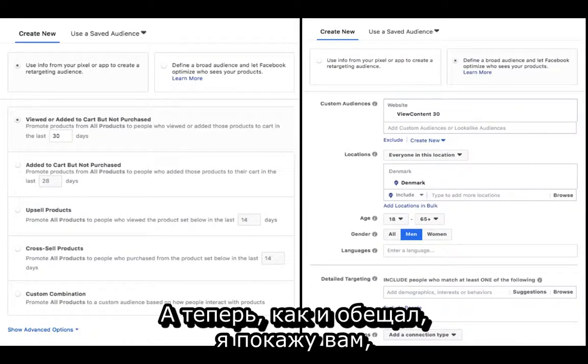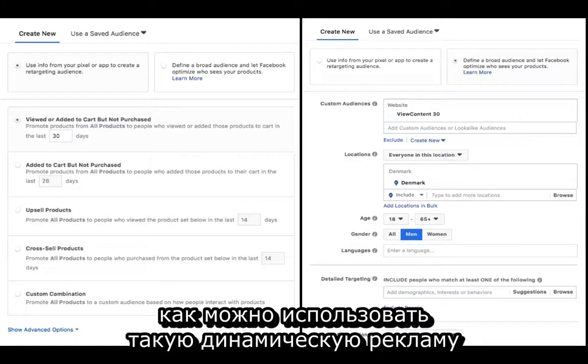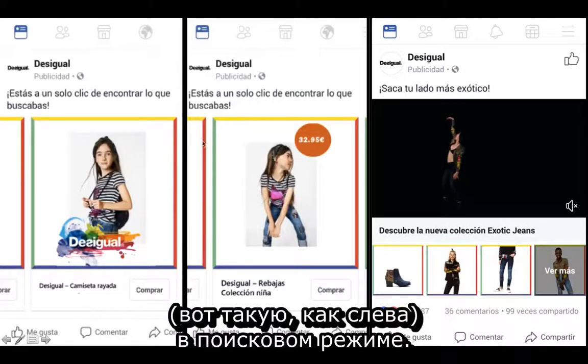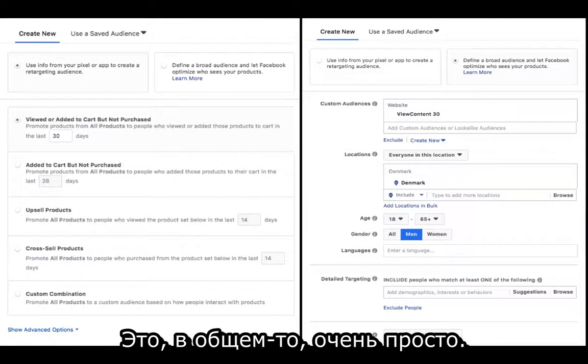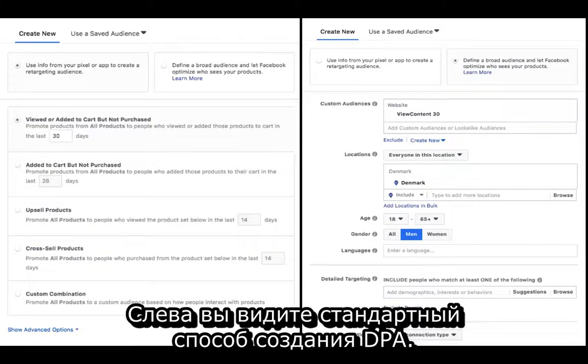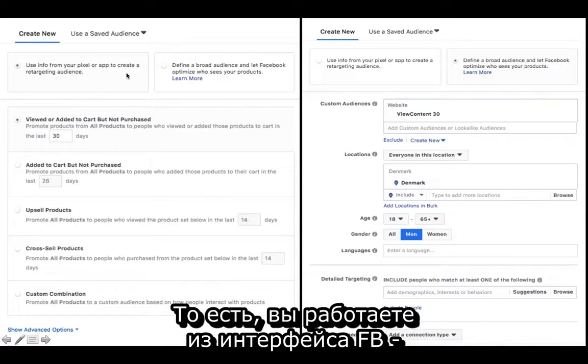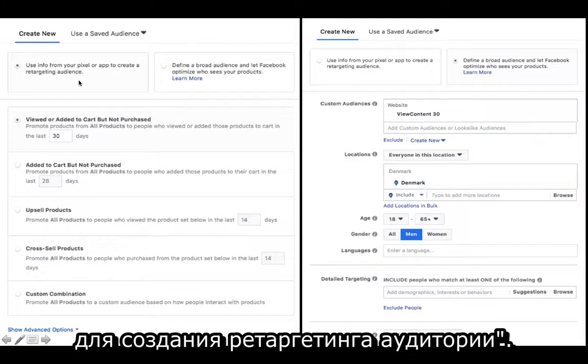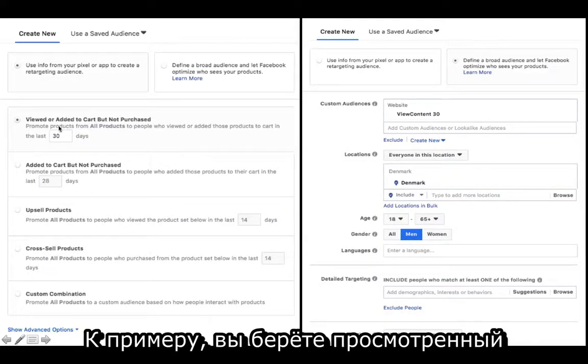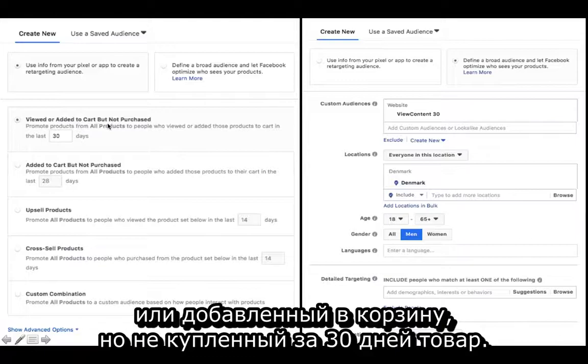And then, as I promised to you, I'm also going to show you exactly how you can use those dynamic product ads, so the ones on the left side, in prospecting, so to attack new people. So it's basically very, very easy. On the left, you see the standard way of doing DPAs. So you work with the interface from Facebook, so use the info from your pixel or app to create a retargeting audience. And for example, you take the viewed or added to cart, but did not purchase, and then you take 30 days, so on and so forth.